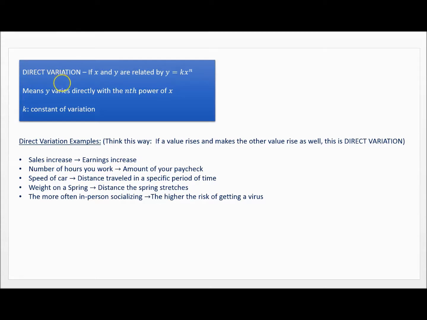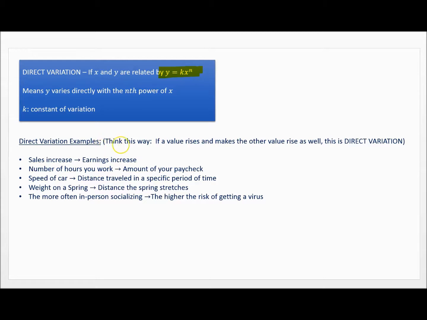If you have direct variation, then the formula is y equals kx to the n power. This means y varies directly with the nth power of x. Okay, so it's going to say in the problem probably that y varies directly. There are also problems where you have to decide if it's direct variation or inverse variation, also called indirect variation. But the main thing is this, think of it this way.